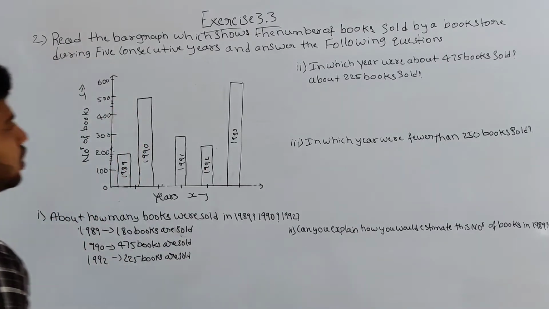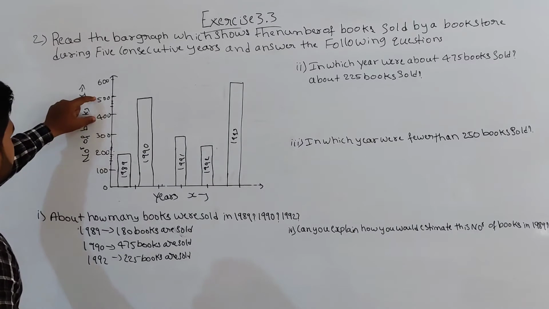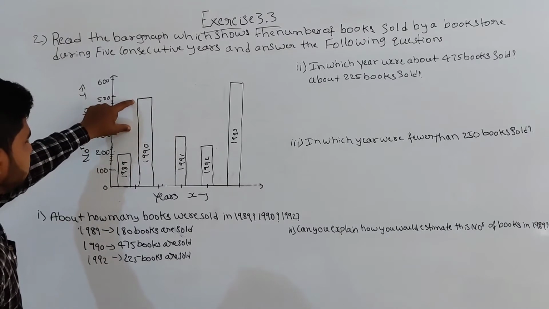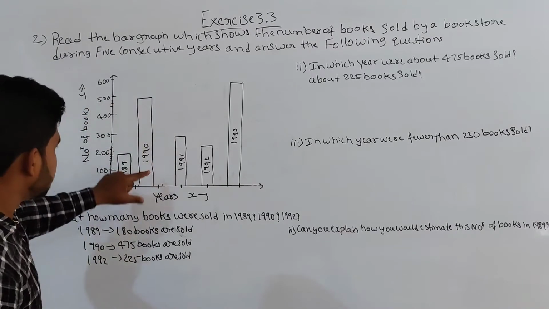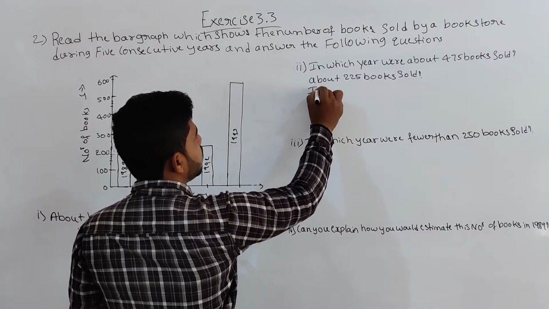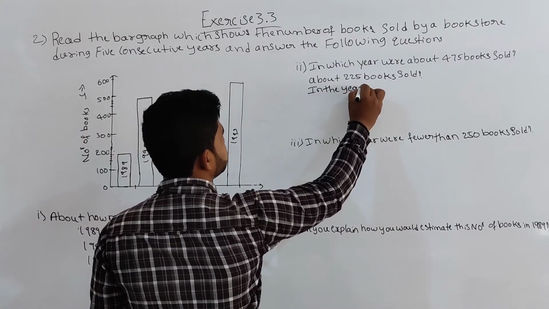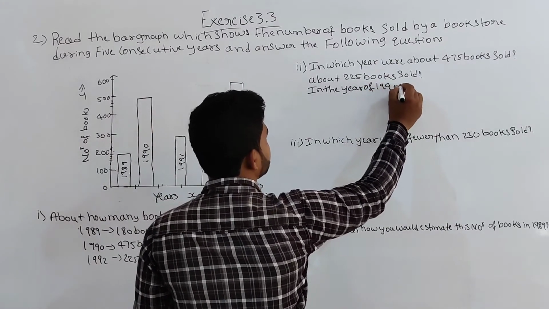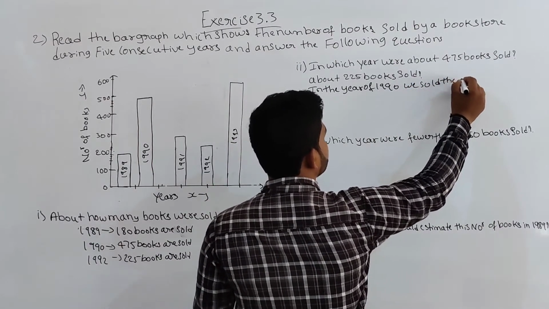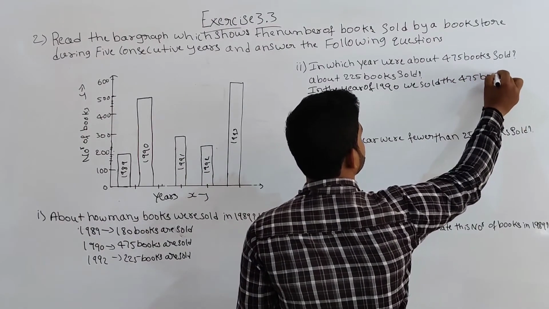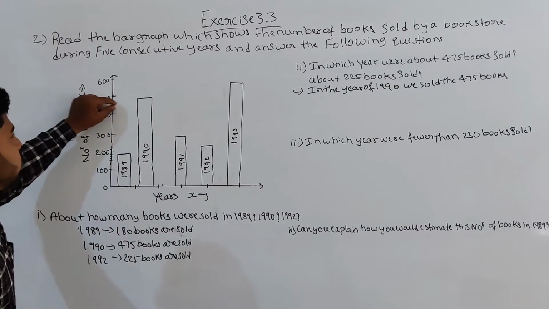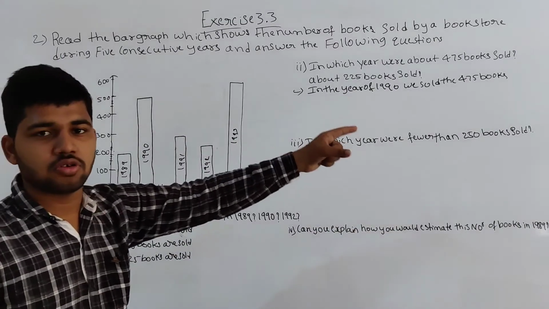Look at the graph here. 475 books. In between 400 and 500, we got the graph. It is 475. In which year did we sell 475 books? It is 1990. In the year 1990 we sold 475 books. In the year 1990 we sold 475 books.